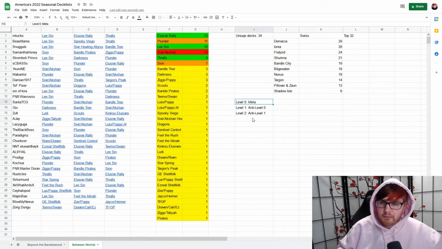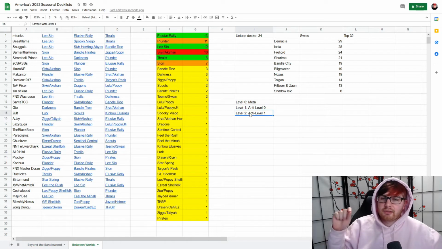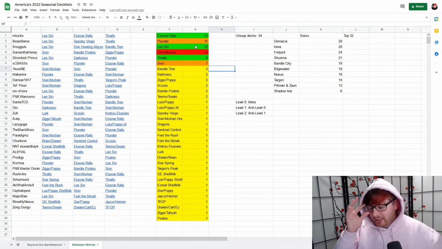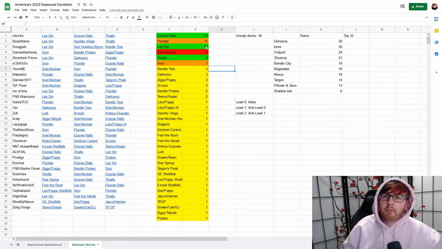And again, level zero being meta, level one being anti-meta, level two being anti-level one, so anti-anti-meta. For example, if you need an example of this, level zero is Plunder, level one is Ruination decks, level two is like Bandle Tree and Starspring decks, landmark win conditions that control has a hard time interacting with. It really doesn't mean much in terms of trying to predict what comes out, and I tend to suck at predicting how players are going to swap over into the top 32.